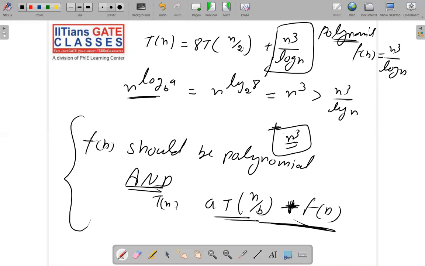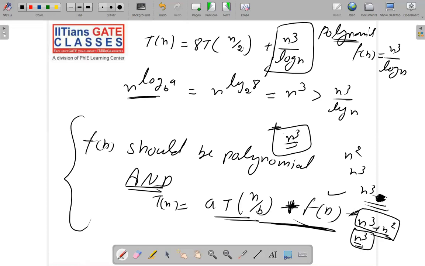We are saying that T(n) equals a T(n/b) plus f(n), so f(n) should be polynomial only. Polynomial means in powers of n, for example, n square, n cube plus 5, something like that, right? And we have the right to eliminate these constants. So whenever you are given an example like f(n) equal to n cube plus n square, you have the right to consider this as n cube only. You can consider it as n cube and go ahead with the calculations.